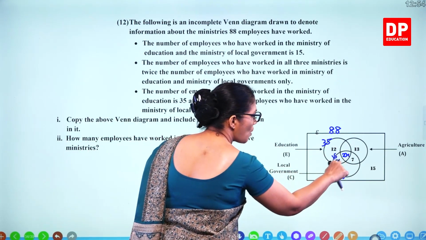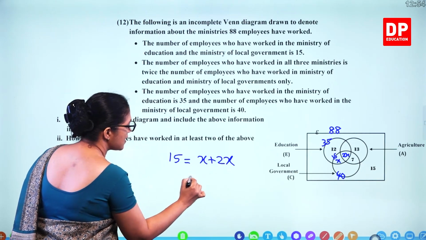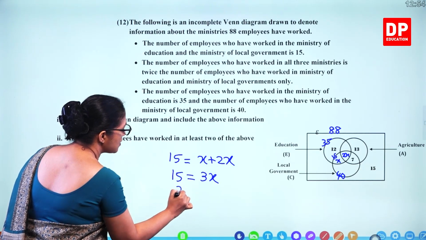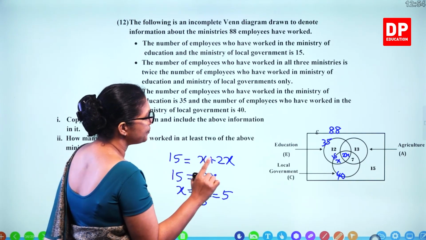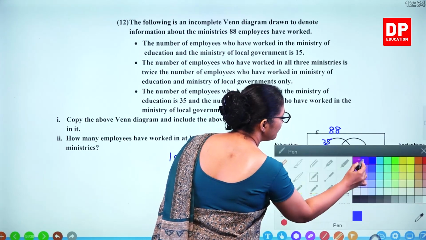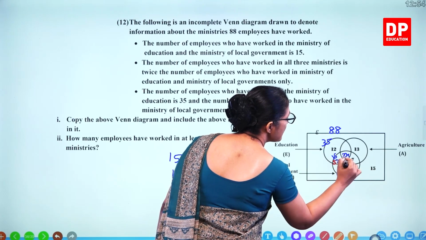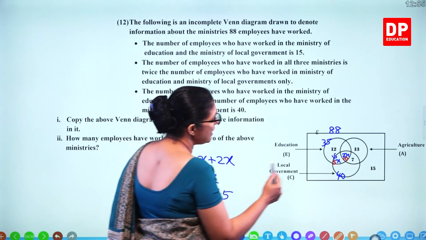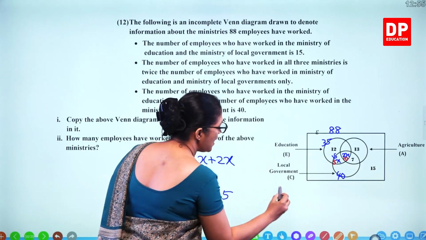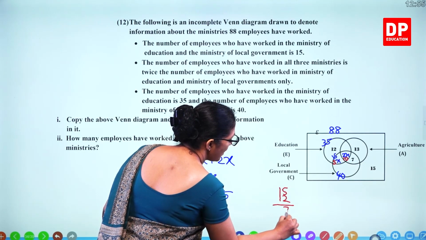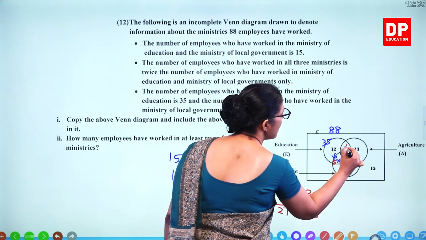So can you see this one? 15 is equal to x plus 2x. You can easily find out x. 3x equals 15. X becomes 15 divided by 3. That's 5. So that means this is 5. This one is 5 and this is 10. Now we can easily find out this part. Now 35 is the whole circle. 10 plus 5, 15. 15 plus 12, you get 27. 35 minus 27, you get here. That's 8.